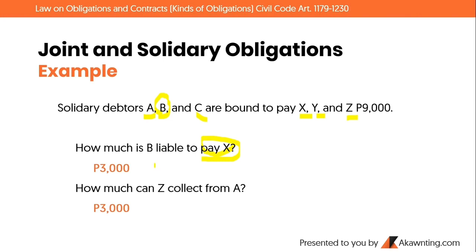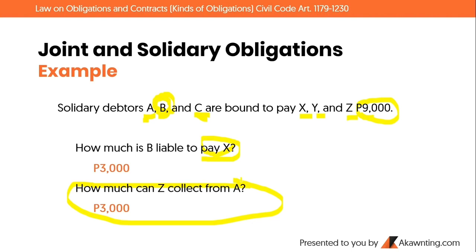Okay? Mali yung nabanggit ko pala kanina na term. Sabi ko si Z, i-reimburse niya si X and Y. Mali. Si Z, ano tawag dito? What do you call this? I-distribute niya yung nasingil niyang 9,000 kay X and Y. Okay? So, this time pero, si A and C, babayaran nila si B. Kapag binayaran lahat ni B yung 9,000, i-reimburse ni A and C yung kani-kanilang mga share, which is 3,000 each. Okay? So, meron tayong second question dito. How much can Z collect from A? That is 3,000.